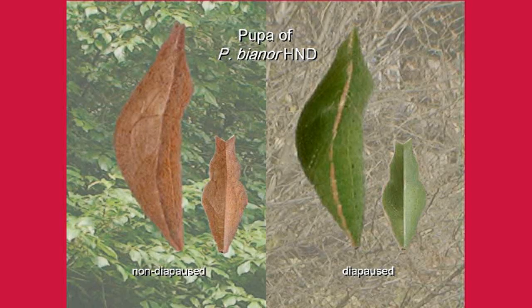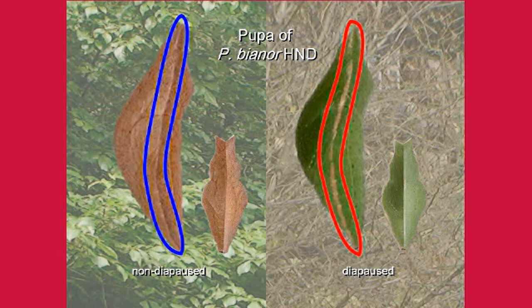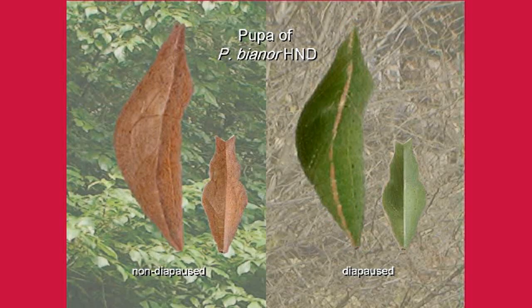In the case of Papilio bianor, the color of the non-diapause pupa is almost uniform throughout the body, whereas the diapause pupa is characterized by whitening around the line on the body side. And it is easy to distinguish diapause pupa from non-diapause pupa.